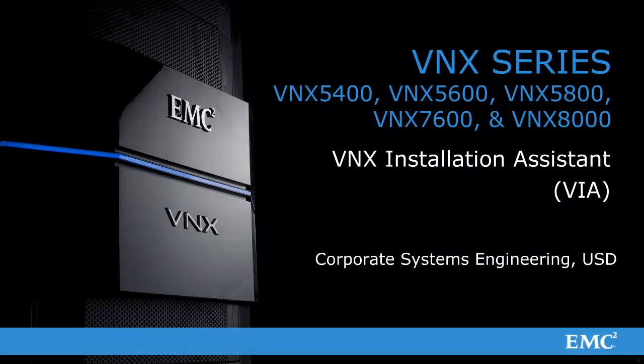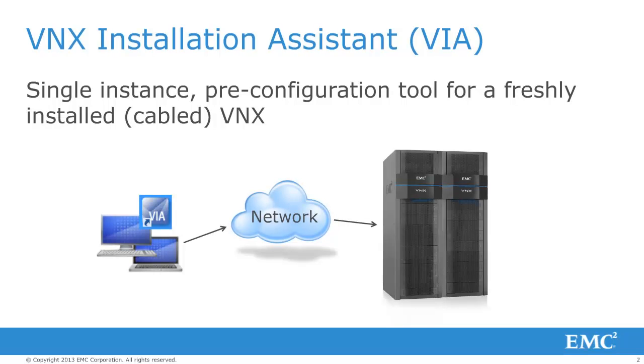In this video, we will configure a factory-installed VNX system using the VNX Installation Assistant. The VNX Installation Assistant, also known as VIA, is a single-instance pre-configuration tool for freshly installed, unified, or file-only VNX systems. A separate tool, known as the Unisphere Initialization Utility, is used for configuring block-only VNX systems.